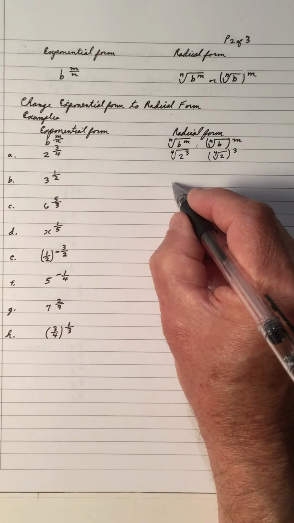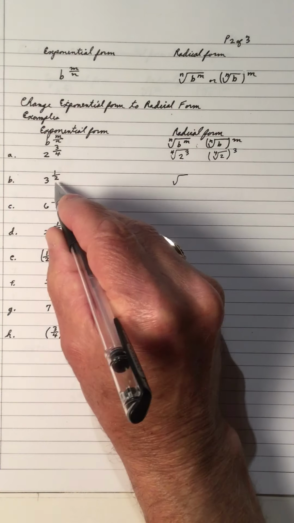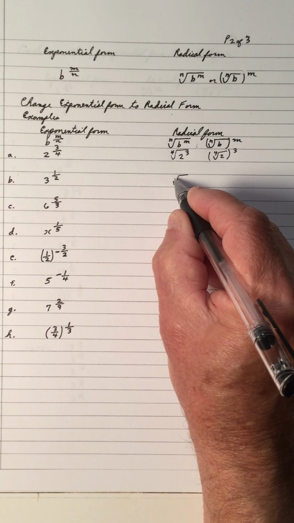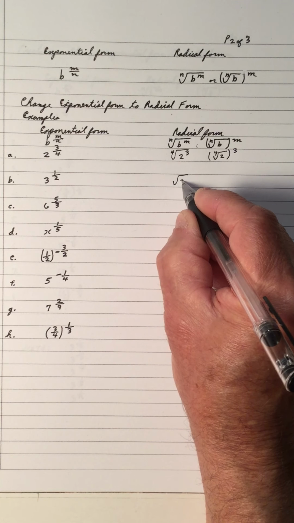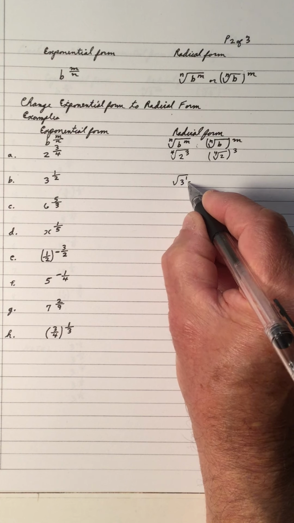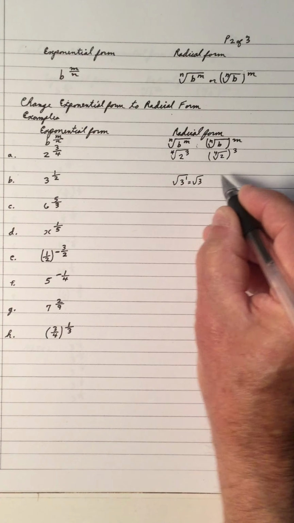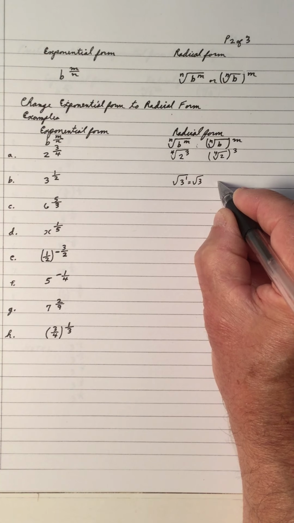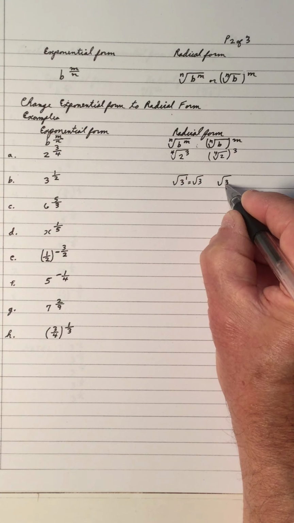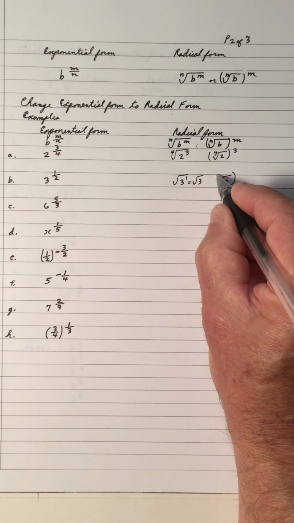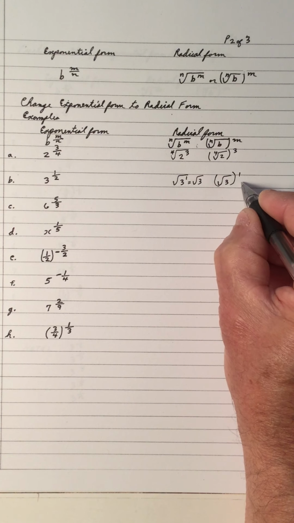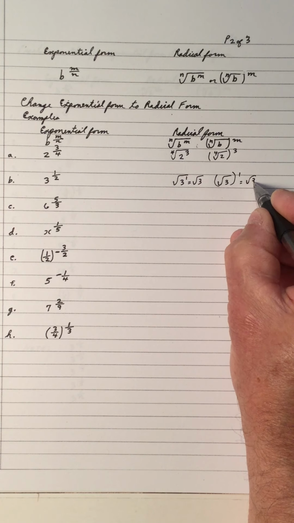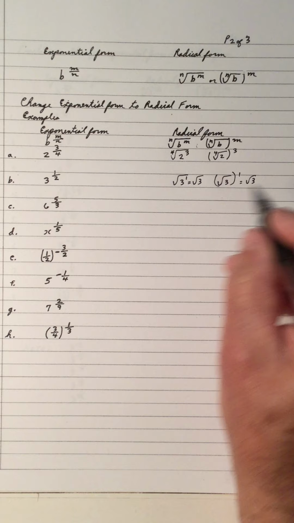3 to the 1/2: the root is 2. A 2 indicates square root, but we don't write it in. So that's the square root of 3 to the 1, or just the square root of 3. Or we could have the square root of 3 raised to the 1 power, but again, that's the same as the square root of 3.